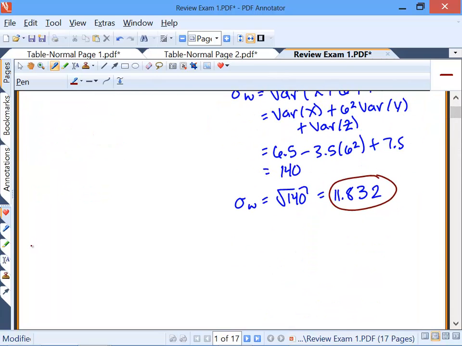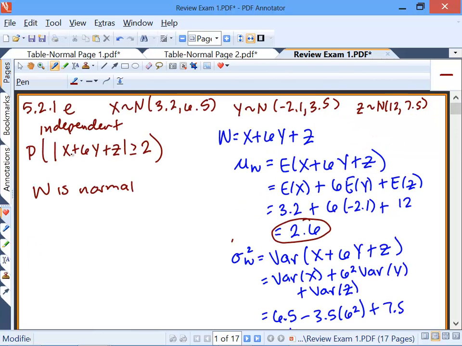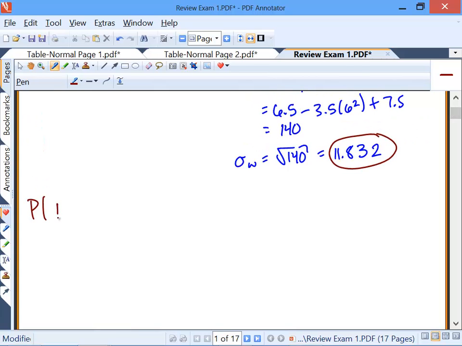Once we know our new mean and variance, let's try and find the probability. So instead of the absolute value of X plus 6Y plus Z, let's rewrite it as the probability that the absolute value of W is greater than or equal to 2. Once I write it like this, do you know how to find that probability from section 5.1? It doesn't look so complicated anymore. How did we find this probability yesterday when we were talking about section 5.1?